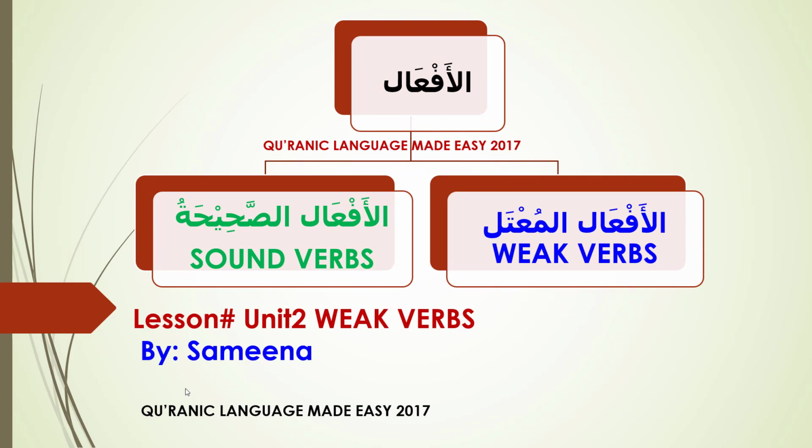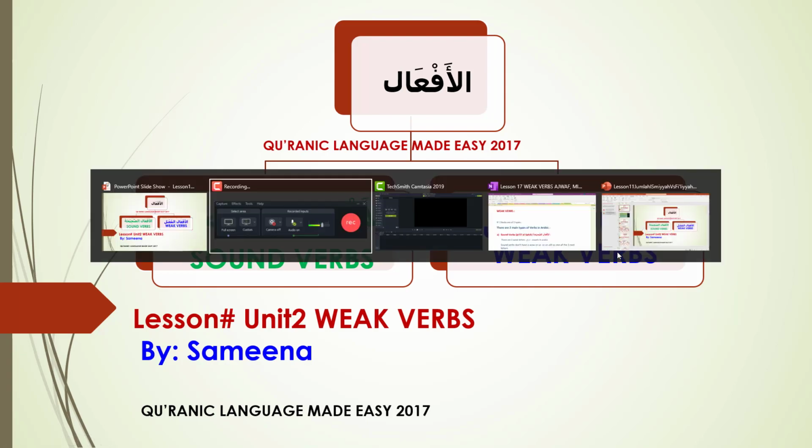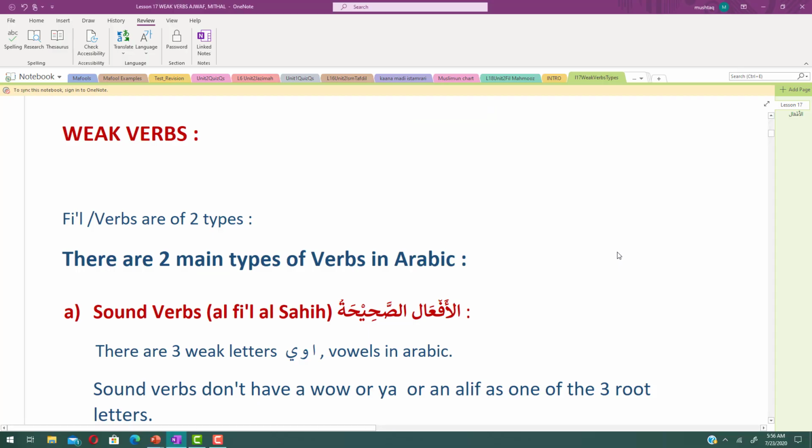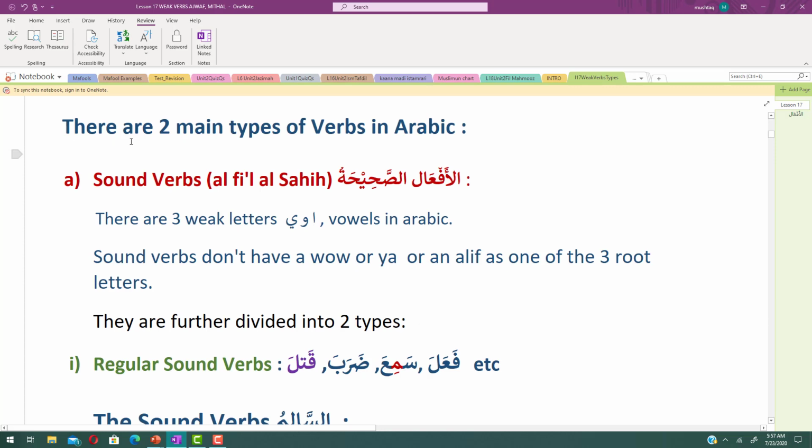Al-af'al, the plural of fi'l, is divided into two types. The first one is al-af'al as-sahiha, the sound verbs, and the second is al-af'al al-mu'tal, the weak verbs. Let us learn what exactly al-af'al as-sahiha are. There are two main types of verbs in Arabic. The first one is al-af'al as-sahiha, the sound verbs. These are the verbs which don't have any weak letters in them.